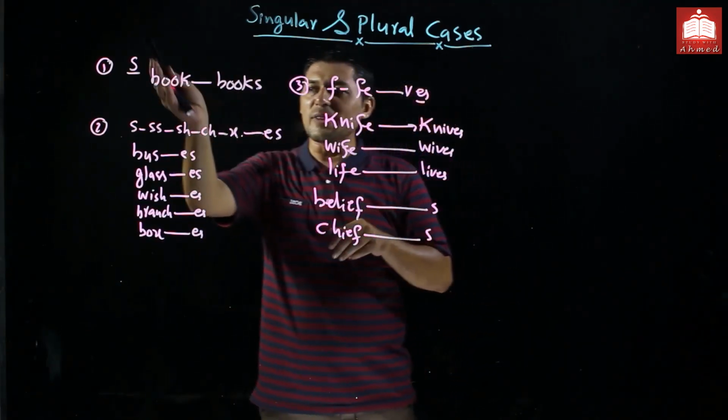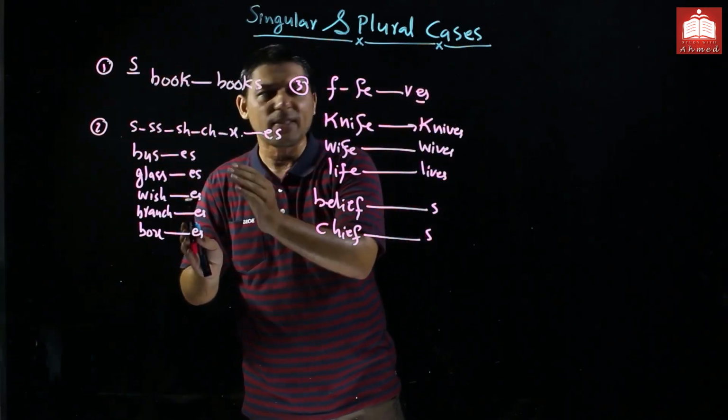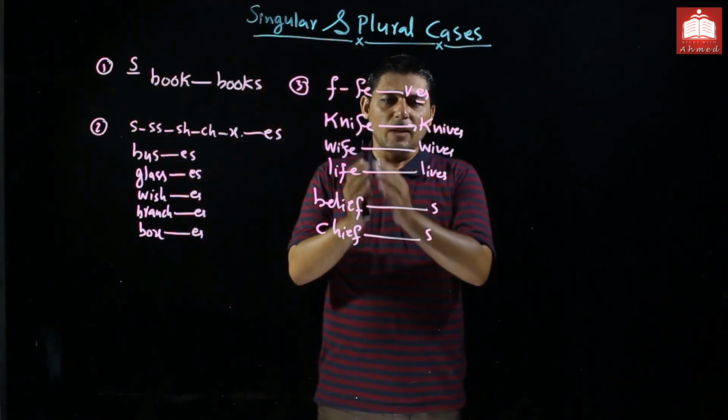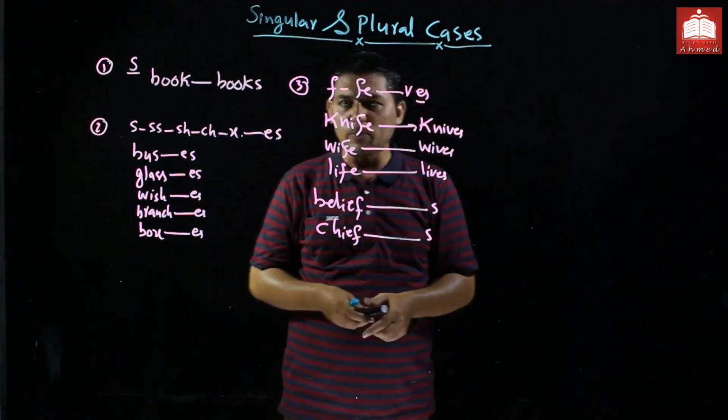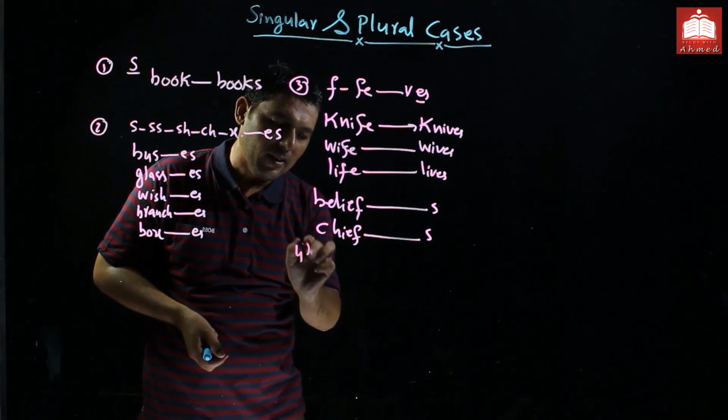So point number one is only s addition. Number two point is es addition. Number three is by removing f or fe and adding ves. These are three points. Number four point we are discussing.